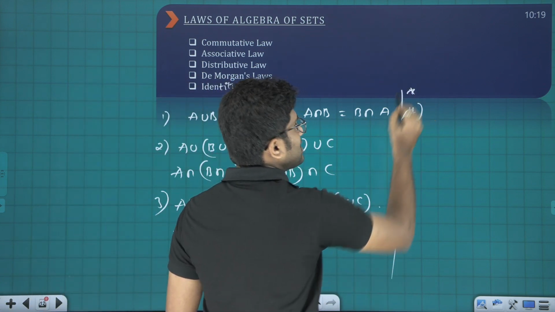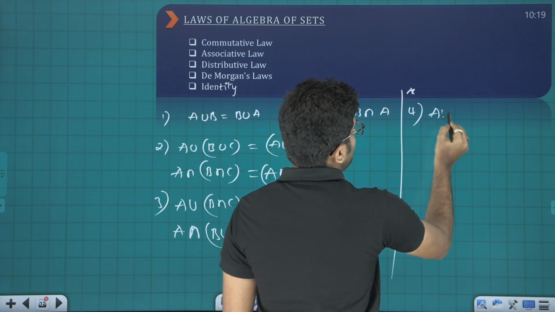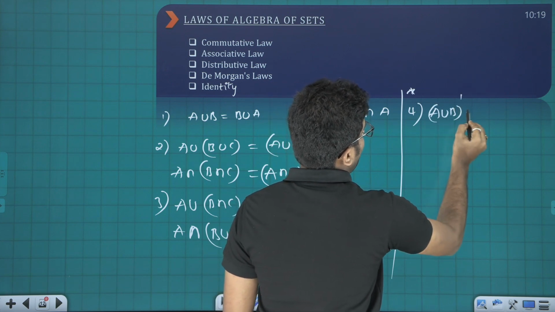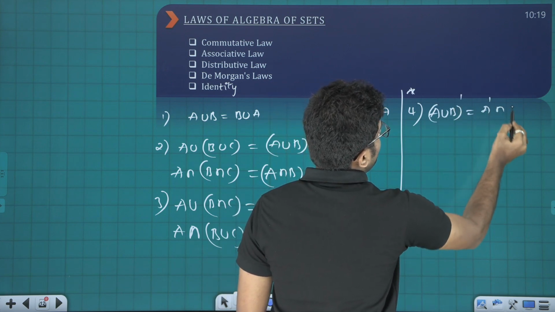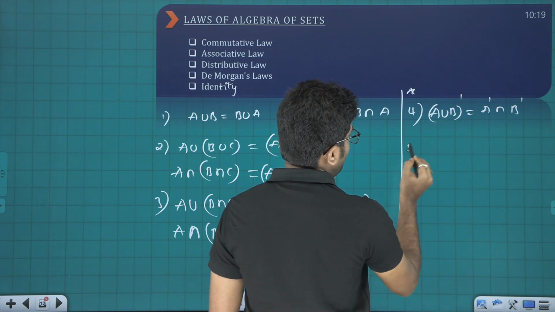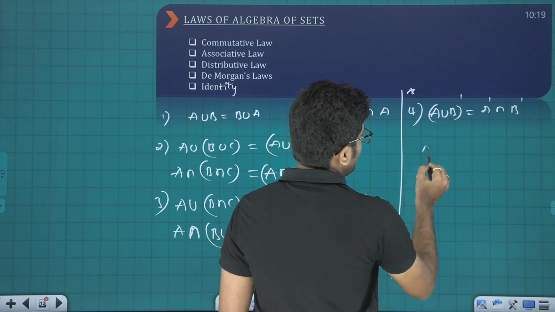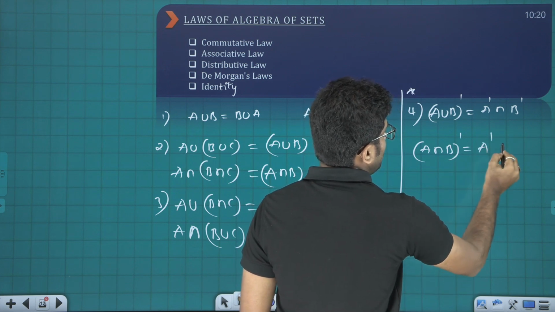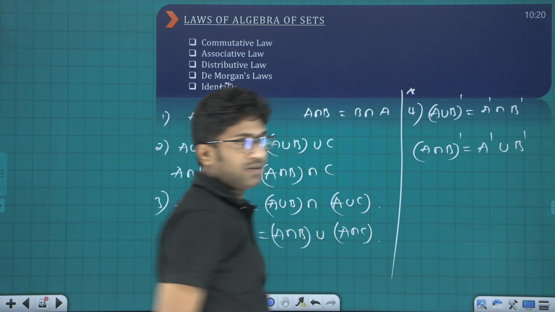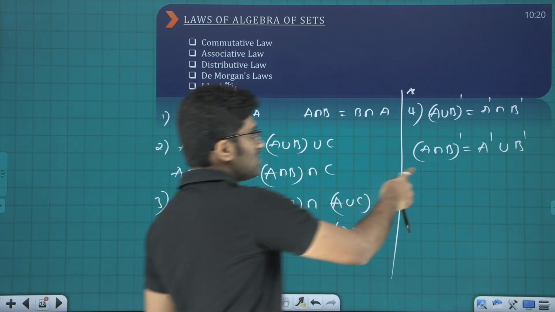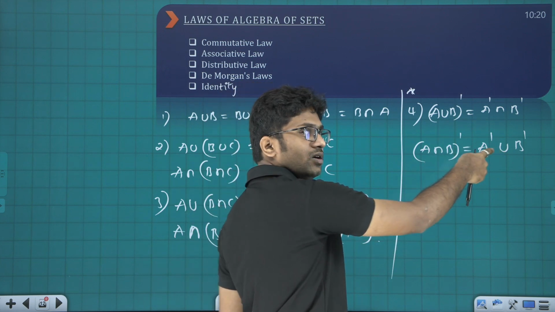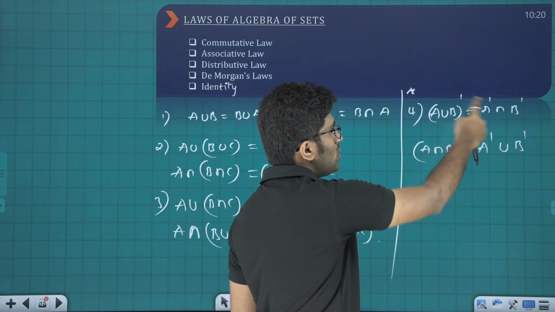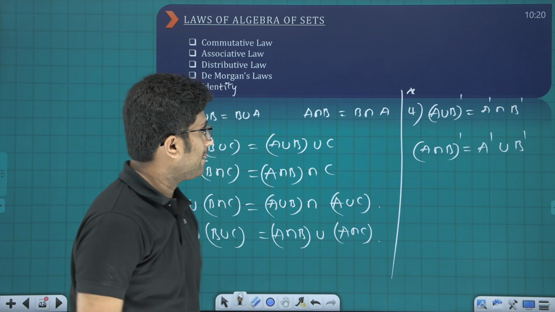These De Morgan's laws are very important. A union B whole complement is equal to A complement intersection B complement, and A intersection B whole complement is equal to A complement union B complement. We just change this. If it is intersection, we change it to union. If it is union, we change it to intersection.